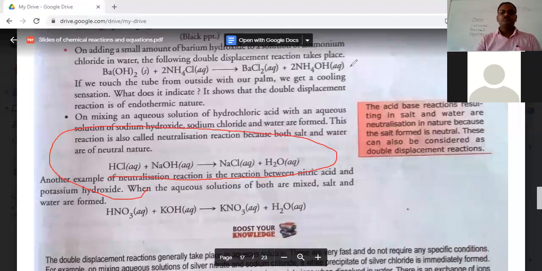Definitely a base. Now, students, you might know from your junior classes that when an acid reacts with a base, it forms salt and water. So here HCl, which is an acid, reacts with NaOH, which is a base, to form sodium chloride, which is a salt, and this is the water. So this is called a neutralization reaction, which is one type of double displacement reaction.